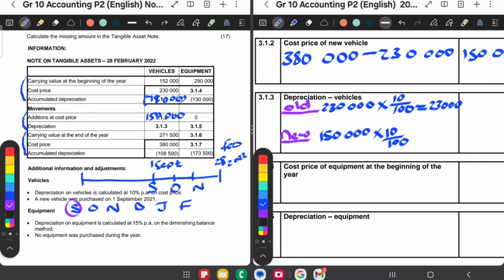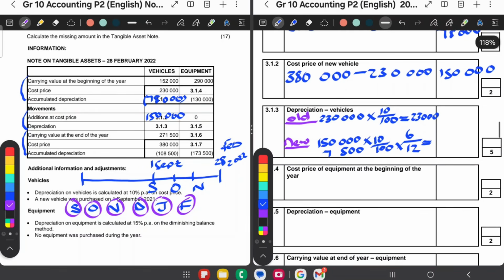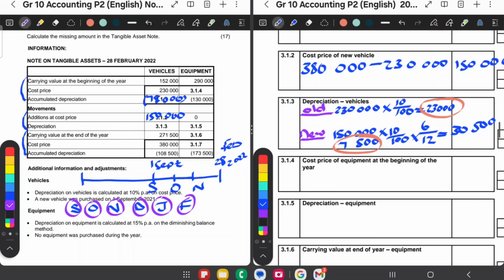So how many months is this? 1, 2, 3, 4, 5, 6. So I have the equipment for 6 months. So times 6 over 12. So 6 over 12, there are 12 months in the year. And this answer is 7,500. Okay, so total depreciation on vehicles is therefore this one plus that one. So you add that together and I get my answer to be 30,500. And that's total depreciation on vehicles.